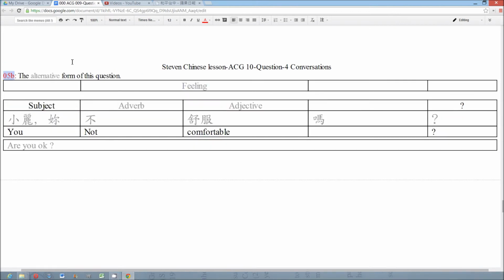This is 5B. It shows another format of question. 小麗，你不舒服嗎? Are you okay? This one is an adverb and this one is an adjective. They express the feeling. And if you use the adjective to express the feeling, you may combine it with the subject directly and don't have to use any verb. But it's just in some cases, not all sentences.